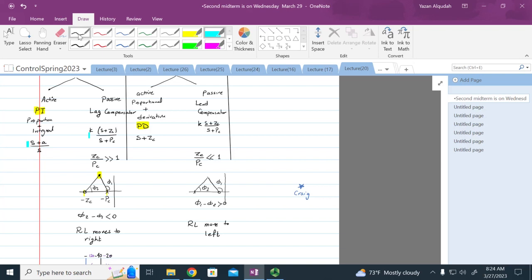So for this, I'm going to have a pole here and a zero here, so you can see the similarity between them. Here, the pole is to the left of the zero. There, it is at 0. Okay.